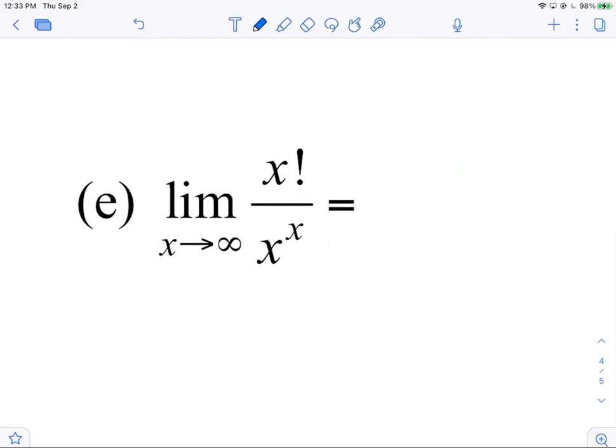Whoever invented cards did it wrong, right? It should be like Jack, Ace, King, and then Queen should be the top card.